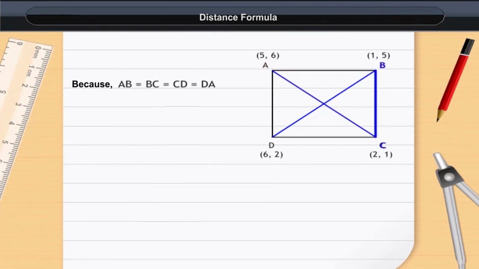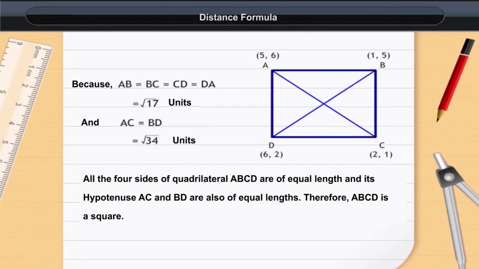Because AB is equal to BC is equal to CD is equal to DA is equal to square root of 17 units and AC is equal to BD is equal to square root of 34 units, all the four sides of quadrilateral ABCD are of equal length and its diagonals AC and BD are also of equal length. Therefore, ABCD is a square.